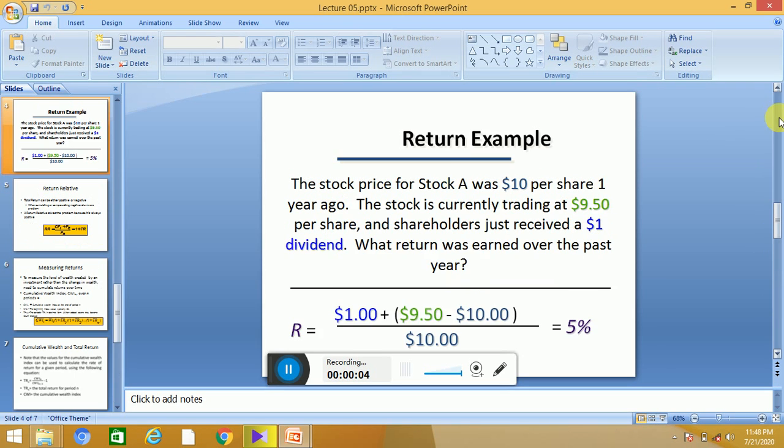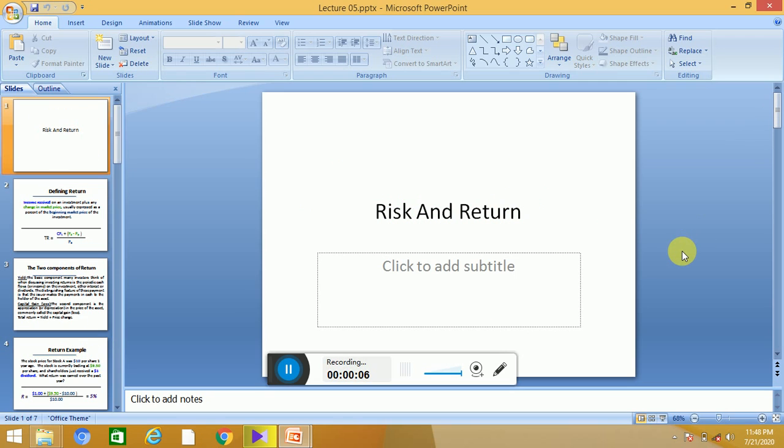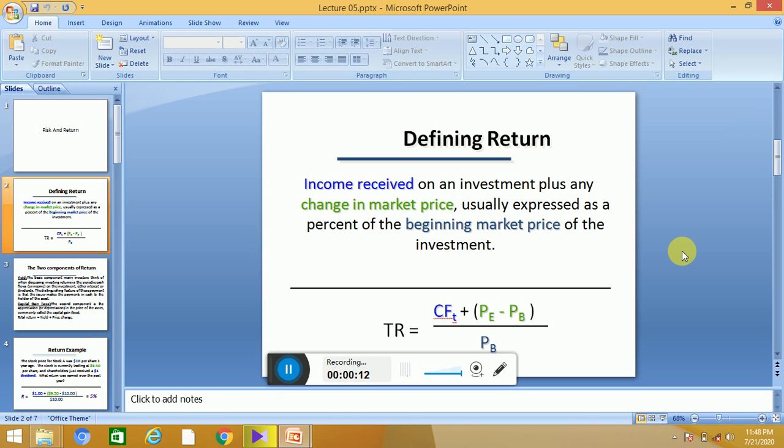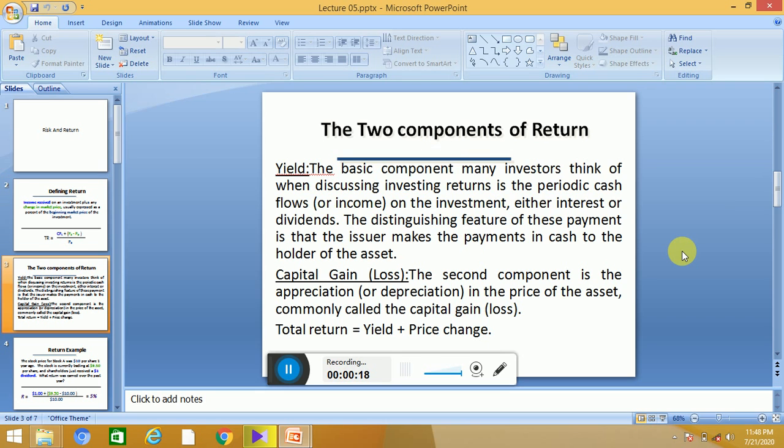Bismillahirrahmanirrahim. In the previous class, if you remember, we were discussing risk and return. We discussed the definition of risk. Then after that we discussed the two components of return.